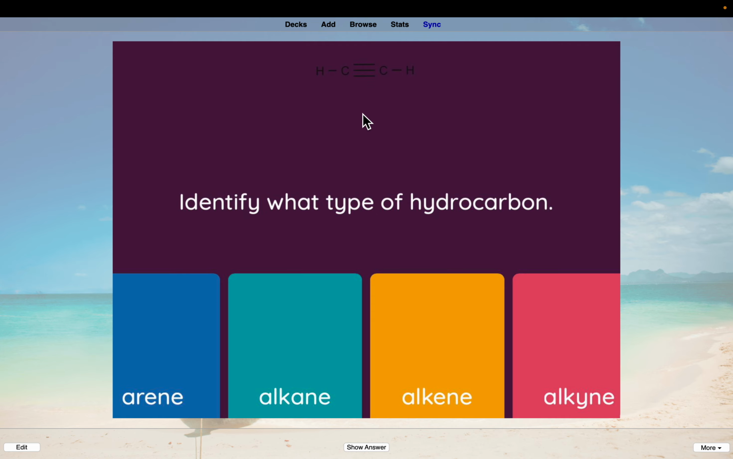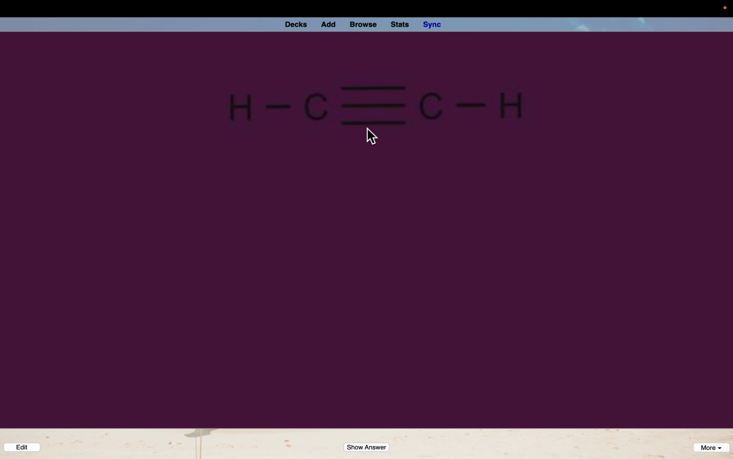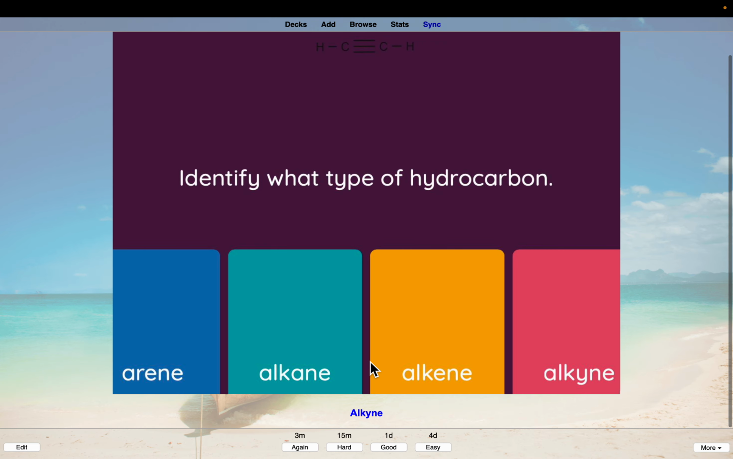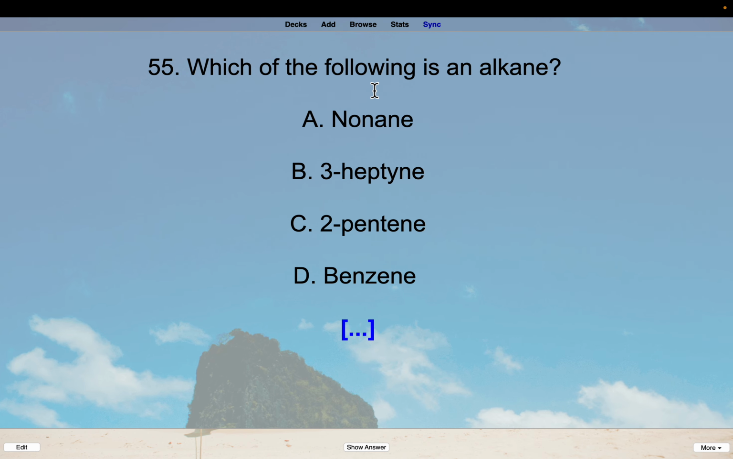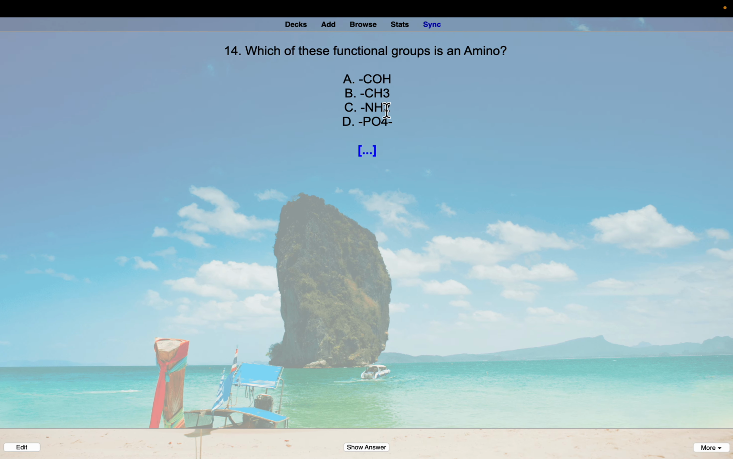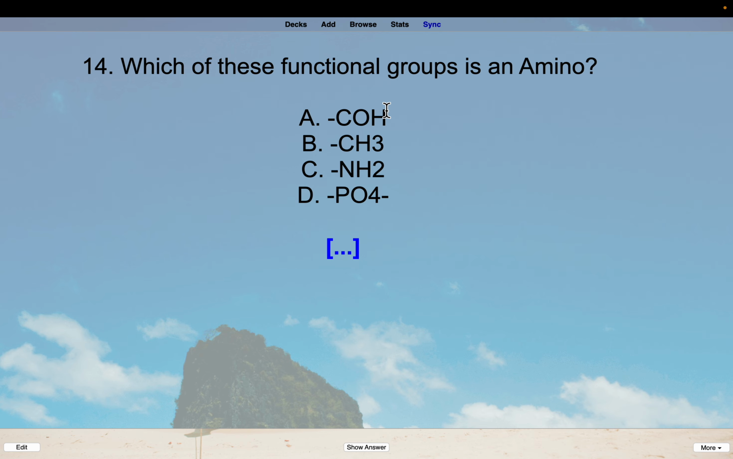Next, identify what type of hydrocarbon. This is an alkyne, clearly. Triple bond. Okay. Which of the following is an alkane? Nonane. So everyone, letter C and D have double bonds. This one is ine. What's an alkane? Having a single bond. The suffix has A and E in the end, so that's going to be letter A, nonane. Which of these functional groups is an amino?